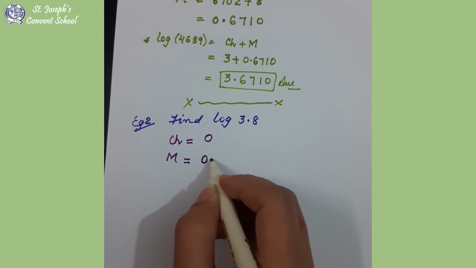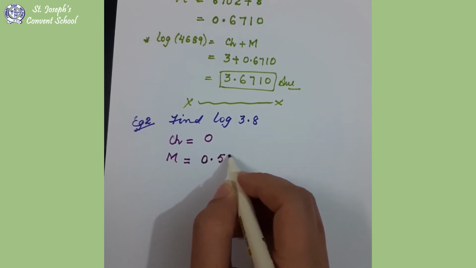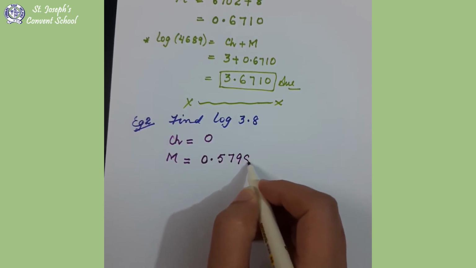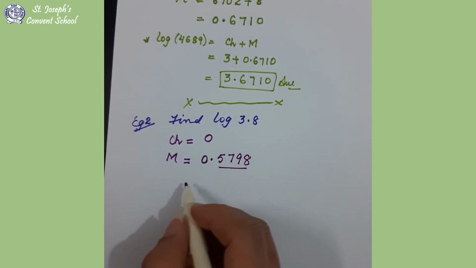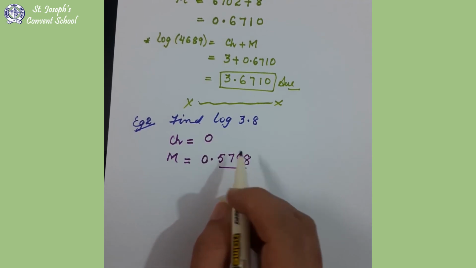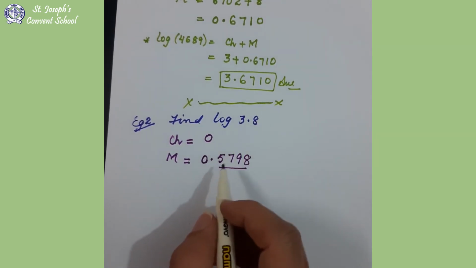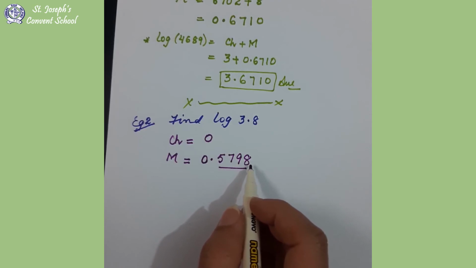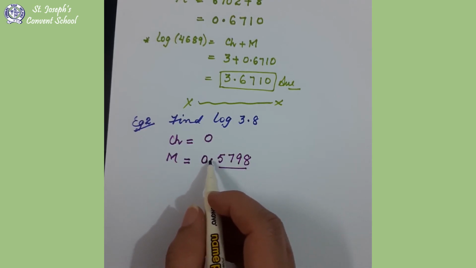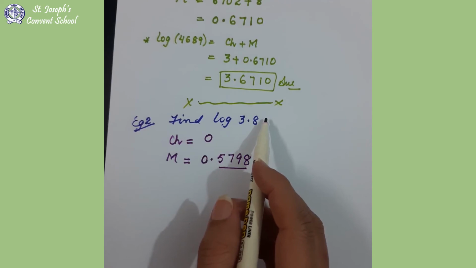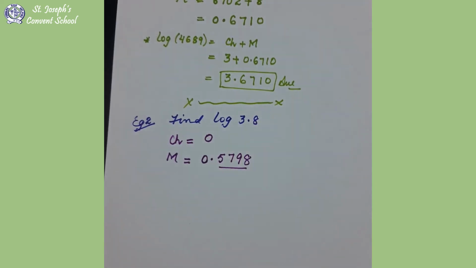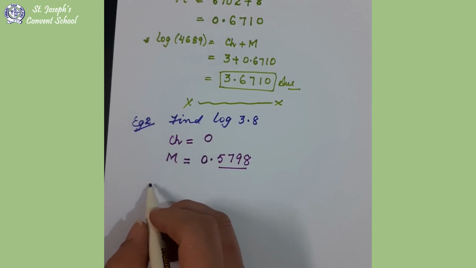The intersection will come in the log table. So it will come 5798. Okay, 38 column 0 is 5798, and the mantissa is always written with a decimal. There is no fourth digit, so no need to check the mean difference column. No need to add anything. So simply this 5798 will come, and you will put the decimal before this. So this is the mantissa.